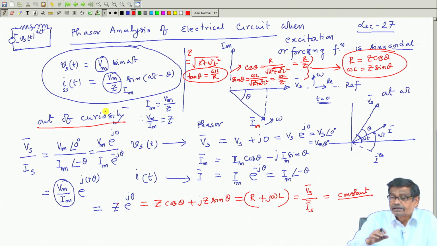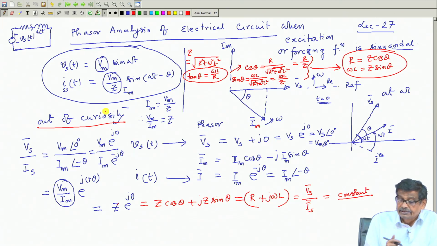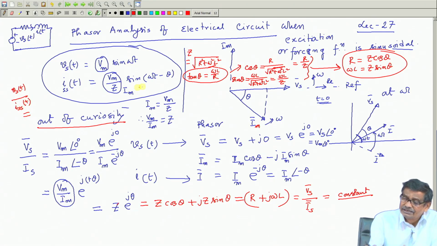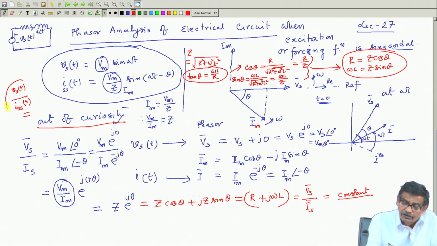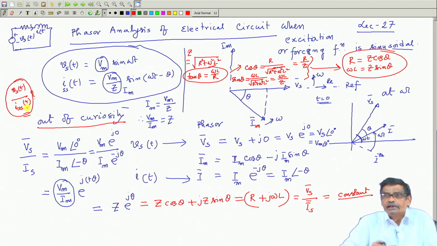Now, when it comes to an AC circuit, I find that the ratio of the instantaneous quantities, v(t) by i(t), you cannot proceed further, because sin omega t by sin omega t minus theta will also be a function of time. It has no meaning. I mean, no meaning means it does not help me in any way.